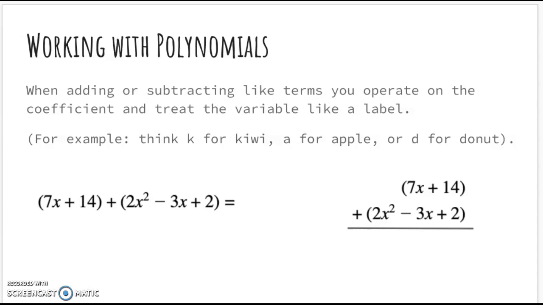Another thing that really helps me is when I have those constants. For example, my constants in this situation would be my 14 and my 2, they're just my numbers. Sometimes it helps to think about those as money instead of giving them a specific label.